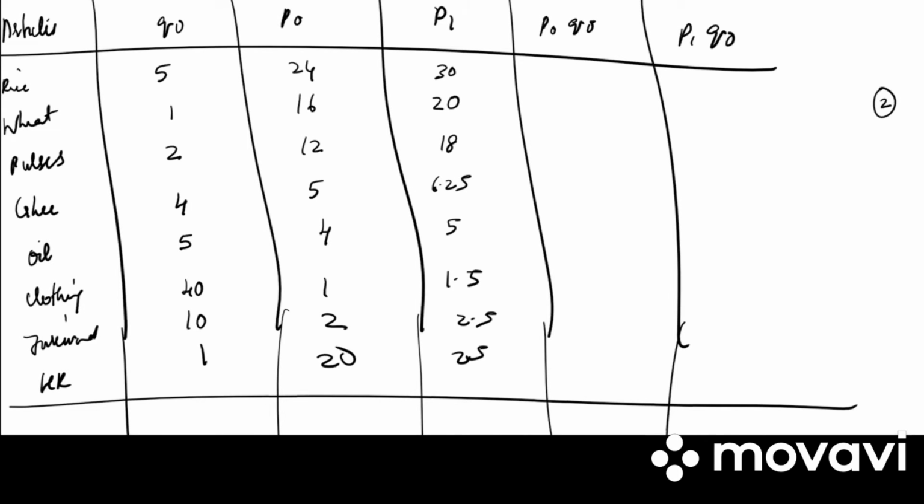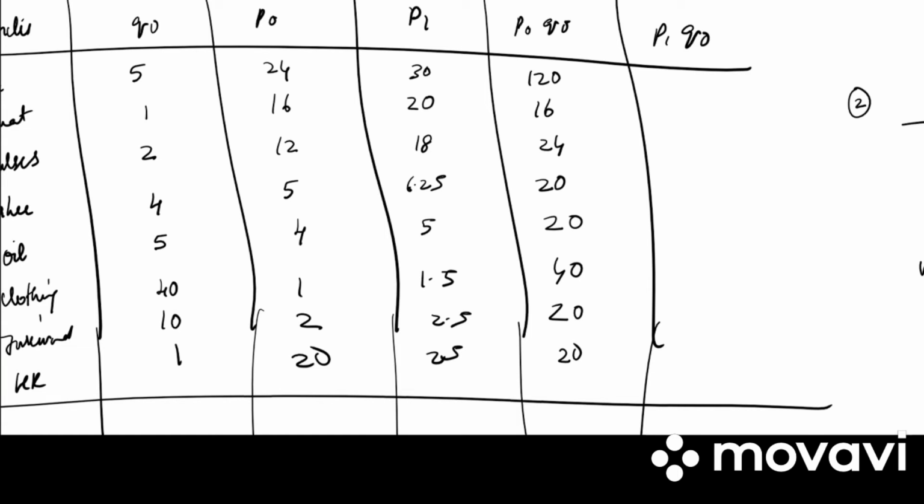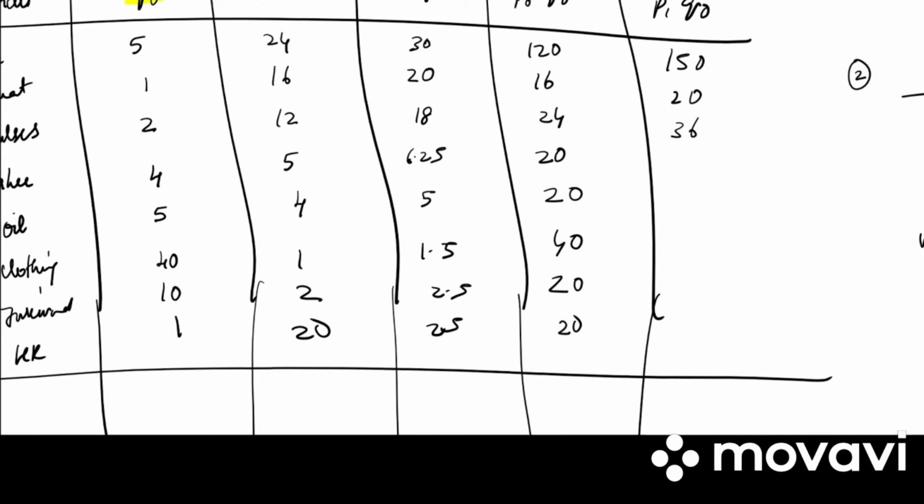Next we need to find P0 Q0. 24 into 5, 120. 16 ones are 16. 12 twos are 24. 5 fours are 20. 4 fives are 20. 40 into 1, 40. 10 twos are 20. 20 ones are 20. Then we have P1 Q0. 30 into 5, 150. 1 into 20, 20. 2 into 18, 36. 4 into 6.25, 25. 5 fives are 25. 40 into 1.5, 60. 10 into 2.5, 25, and 25.